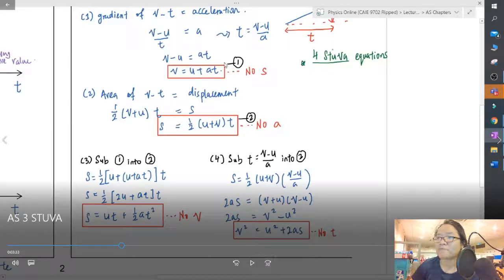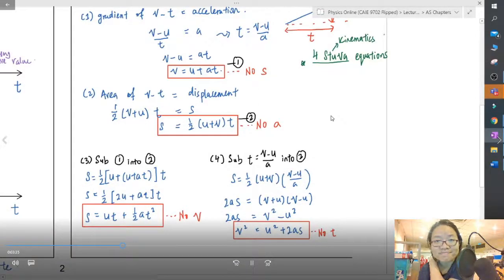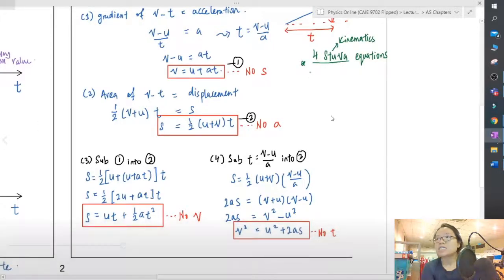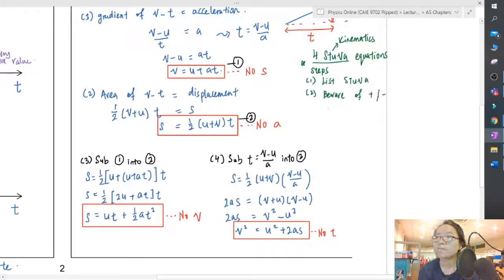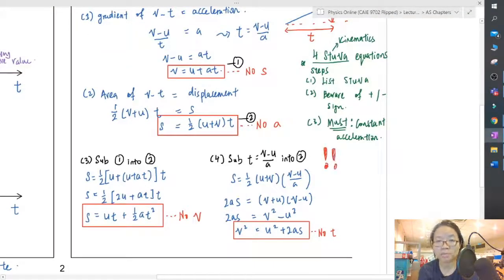So you can see, whenever we have these four STUVA or kinematics equations, I would prefer, if you are very unfamiliar, that you list down STUVA first. And beware of the positive-negative sign, especially if they're not traveling in the same direction. And you must have constant acceleration. Must. If the acceleration is not constant or not the same, you cannot use STUVA unless you chop it up. Now, I'm going to draw a lot of exclamation points beside the must.